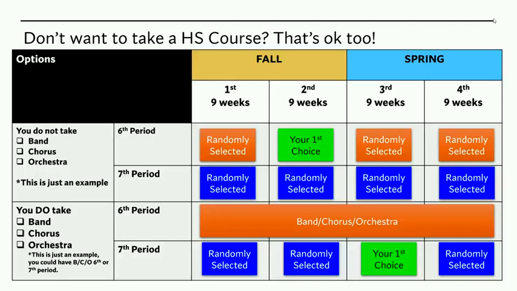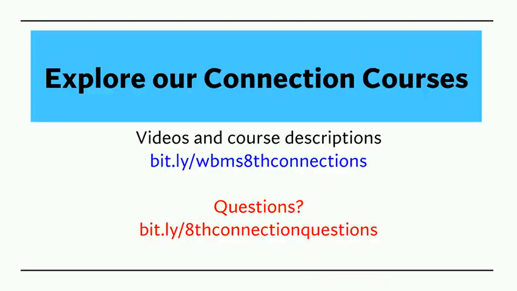If you are in band, chorus, or orchestra, you will have band, chorus, or orchestra 6th or 7th period. Then you'll get 4 other connections courses. 3 of those are random. One of those would be your first choice. So we want to give you an opportunity to explore our connections courses and see what we have to offer and see which of these is the best fit for you.